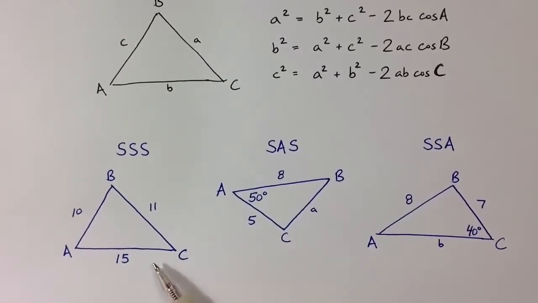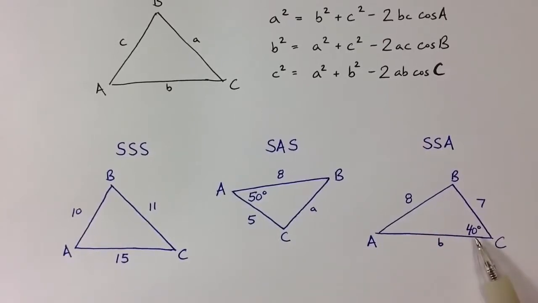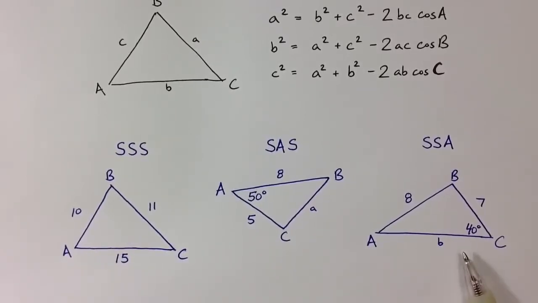If I know 3 sides of a triangle, side, side, side, but none of the angles, I can figure out what the angles should be. I can use the law of cosines if I'm given 2 sides and the angle between them, or if I'm given 2 sides and an angle that's opposite one of those sides. This third situation, side-side-angle, is a little bit more complicated than the other 2, so I'm going to save that for a separate video.